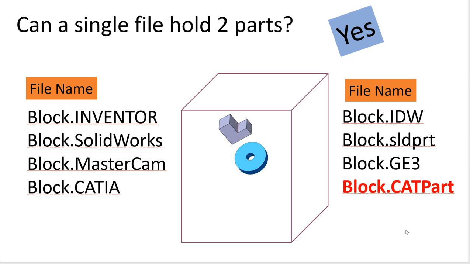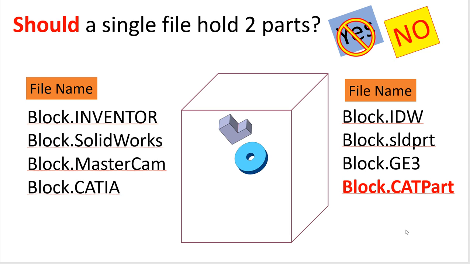Can a single file hold more than one part? The answer is yes. But the real question should be, should a single file hold multiple parts? The answer is absolutely not. Can you imagine if it was not 2 parts but 3, 4, 5, or 1,000 parts? These files would become so large and massive no computer in the world could open them. So CAD software had to come up with a way to make large assemblies that could be opened with tens of thousands of parts maybe.